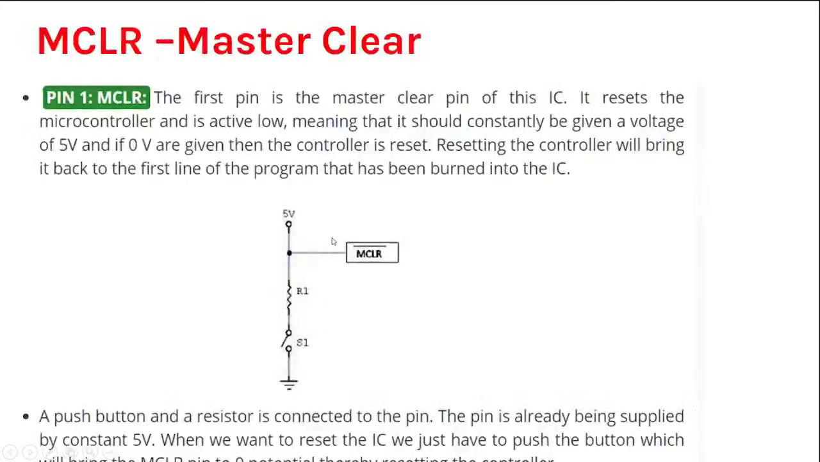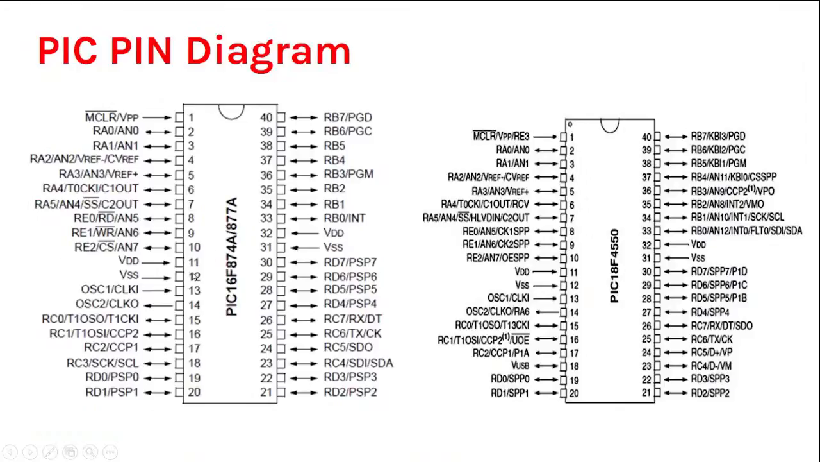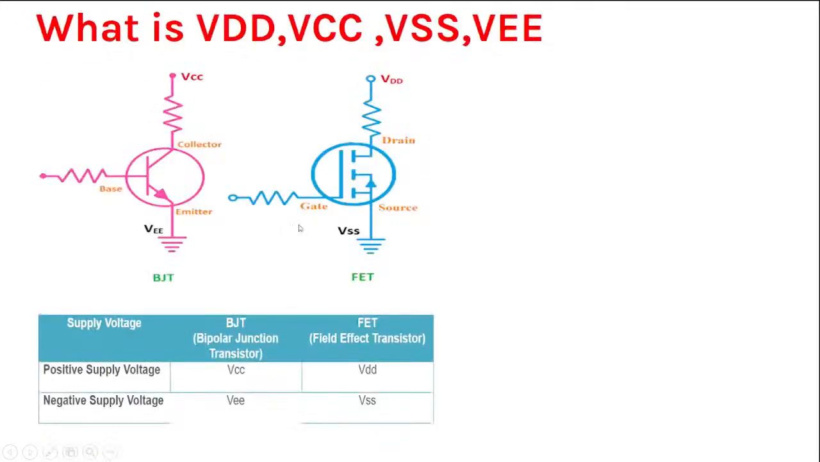The next one I just explained. We have pins 11, 12 and 31, 32 as VDD and VSS. I put a basic explanation of what is VDD, what is VSS, and VCC and VEE, so that it could be useful for you during interviews. VCC is voltage connected to the collector. VDD is voltage connected to the drain, voltage drain source, I think. So this is BJT transistor and this is FET. VEE is voltage which is connected to the emitter, and VSS is voltage which is connected to the source.